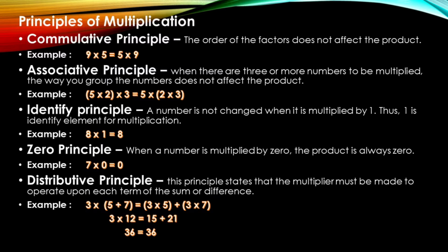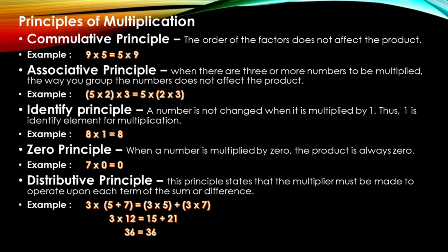Next, identity principle. A number is not changed when it is multiplied by 1. Thus, 1 is the identity element for multiplication. So, ibig sabihin po ni ma'am, sa identity principle, always tayong nag-multiply by 1. For example po, 8 times 1 is equal to 8. So, ganun din po. Para lang din po siyang itself.